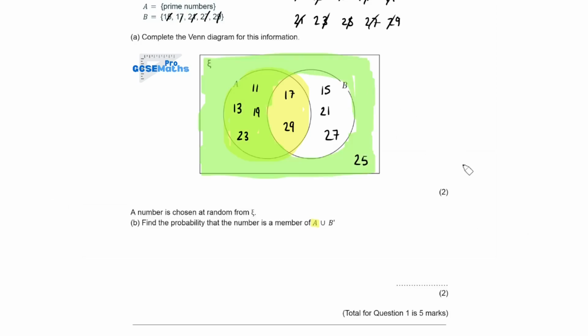Now, because we are talking about A or not B, it's anything that's highlighted. Doesn't matter if it overlaps or not, it's just anything that's highlighted. So how many numbers is that? 1, 2, 3, 4, 5, 6, 7. So our numerator for our probability would be 7. The denominator is obviously then out of the whole universal set, which is 10. So 7/10, or obviously if you wrote it as 0.7, that's fine as well.